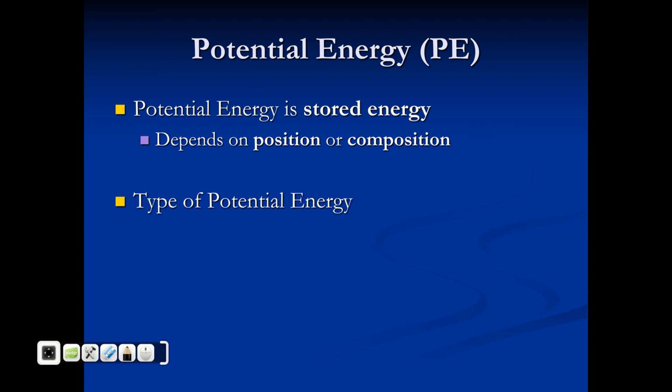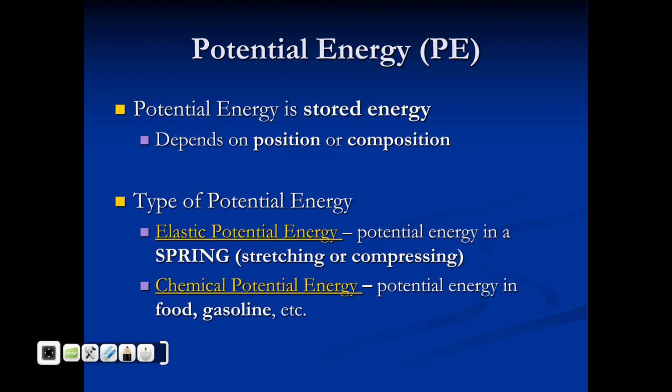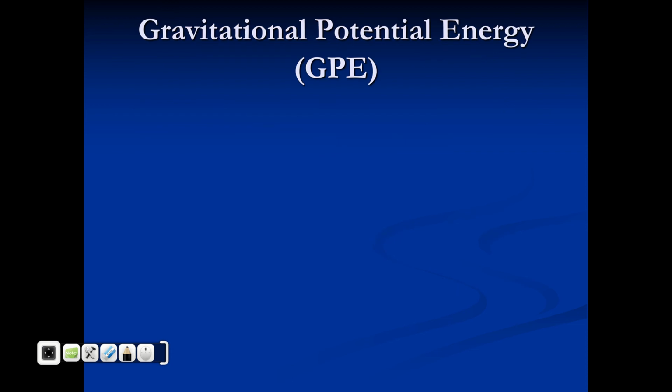Thank you. So there's different types of potential energy, like I said. There's elastic potential energy. This is energy stored in a spring. We're not going to calculate that one, but again, we should recognize it. Elastic potential energy, elastic energy. There's chemical potential energy. We're also not going to calculate that one. That's potential energy in food or gasoline, again, already mentioned.